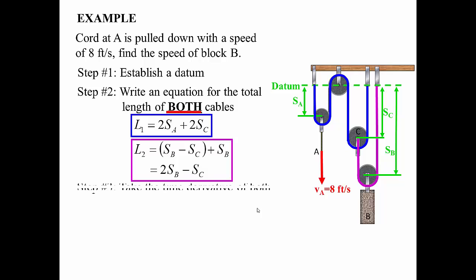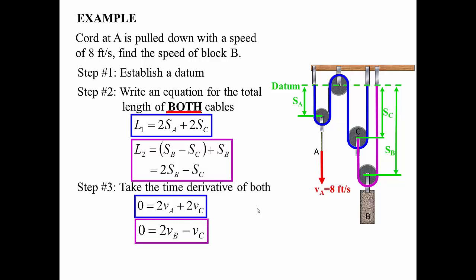Our third step is to take the time derivative of both equations. This will give us 0 is equal to 2 velocity of A plus 2 velocity of C. And 0 is equal to 2 velocity of B minus the velocity of C. Solving these simultaneously, we find that the velocity of B is equal to 4 feet per second.